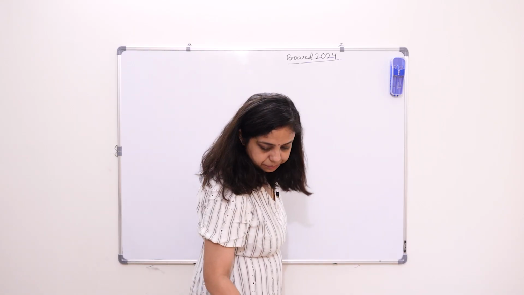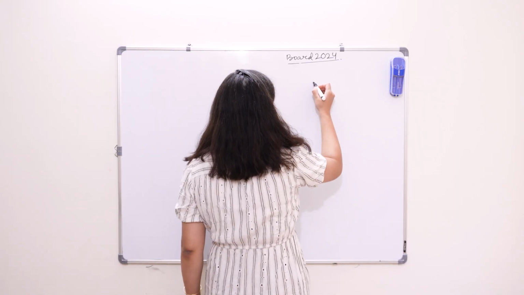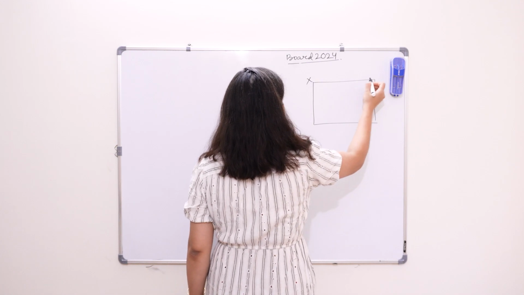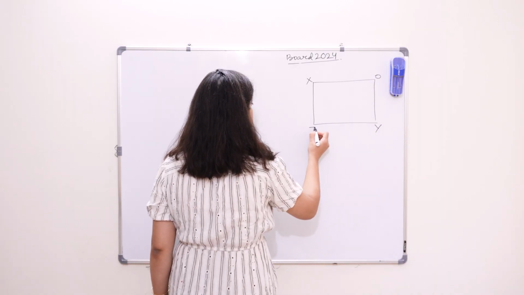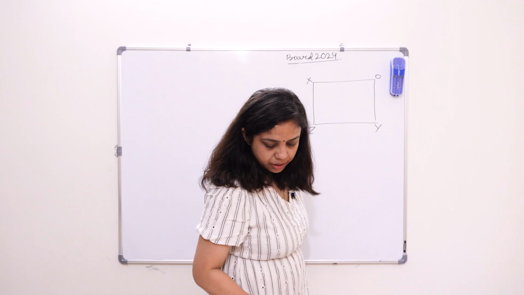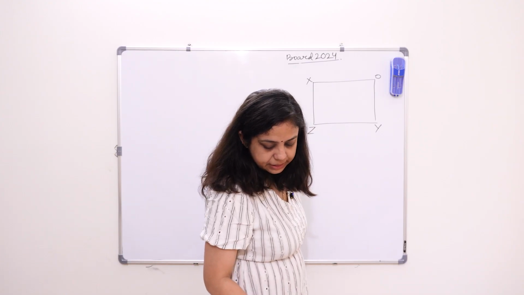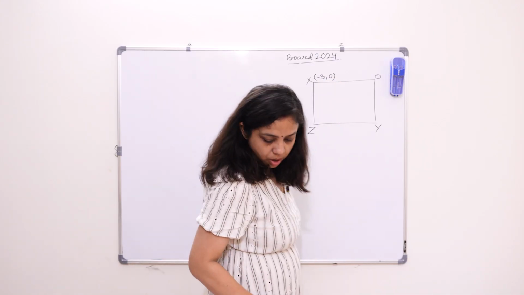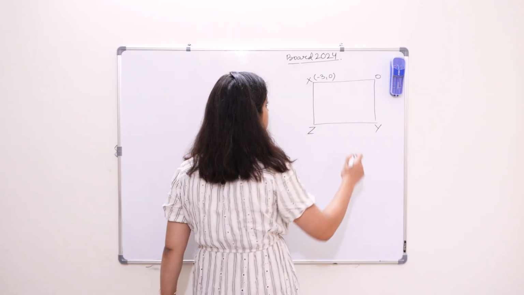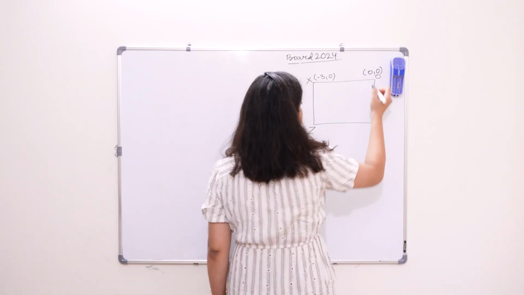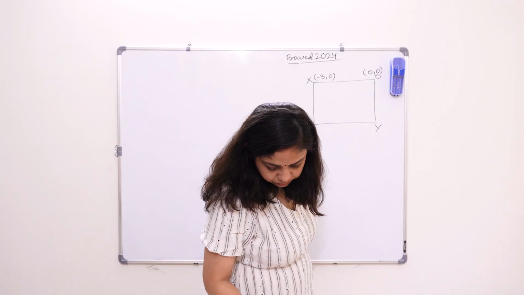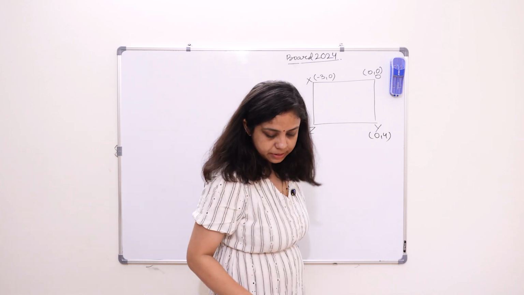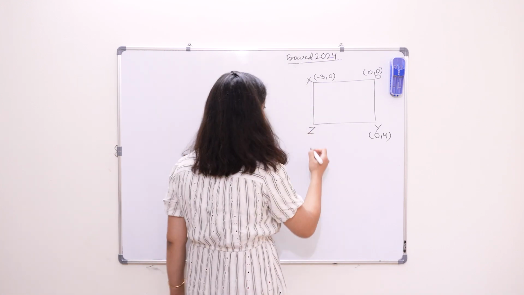XOYZ. X, O, Y and Z is a rectangle. X, O, Y, Z is a rectangle. X is minus 3, 0. O is 0, 0. Basically, ये origin है. And Y is 0, 4. This is lying on the y-axis, 0, 4. And Z is x, y.